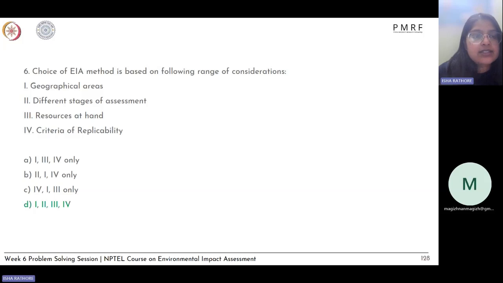So the correct answer is D, that is all of the four options are considered for making the choice of EIA method, that is the geographical area, the different stages of assessment, resources at hand, and the criteria of replicability. So D, 1, 2, 3, and 4 is the correct answer. Moving on to the next question.